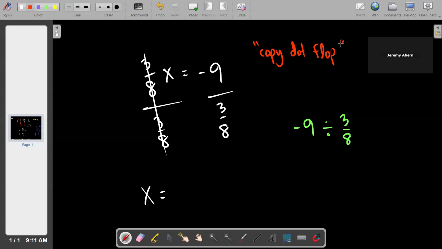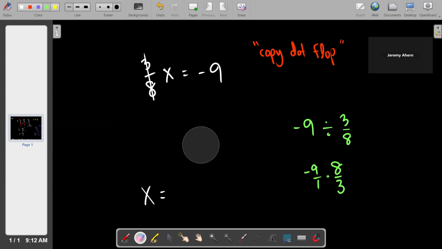And the reason we say copy dot flop is because it helps us remember that the way to divide two fractions is to copy the first one. In other words, leave it alone, change the division sign to a dot for multiplication, and flop the second fraction, right? So here's what I'm going to do. I'm going to take the -9 and write it as it used to be, -9/1. That's the copy. I'm going to change this to dot, and then I'm going to flop the 3/8. You see that?